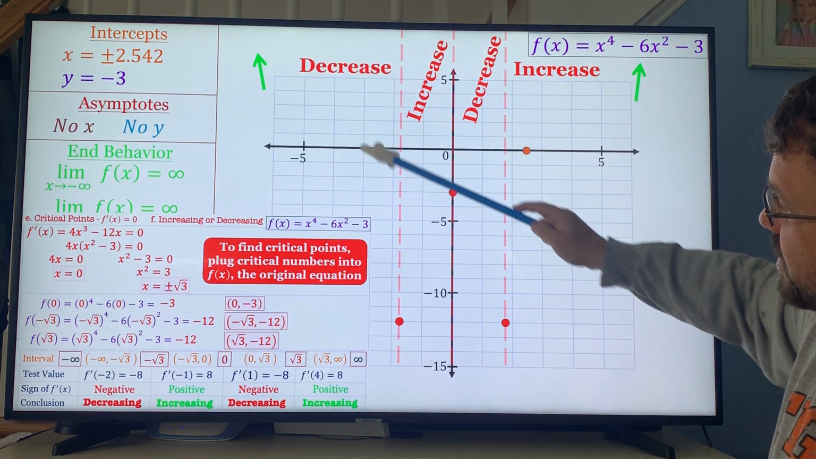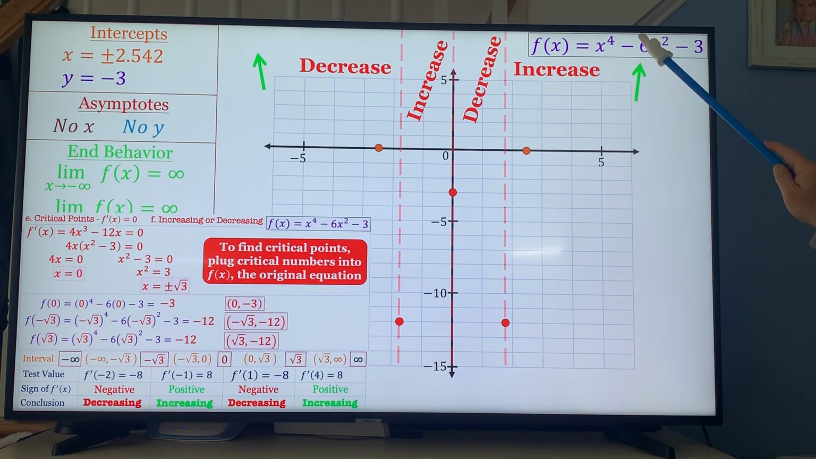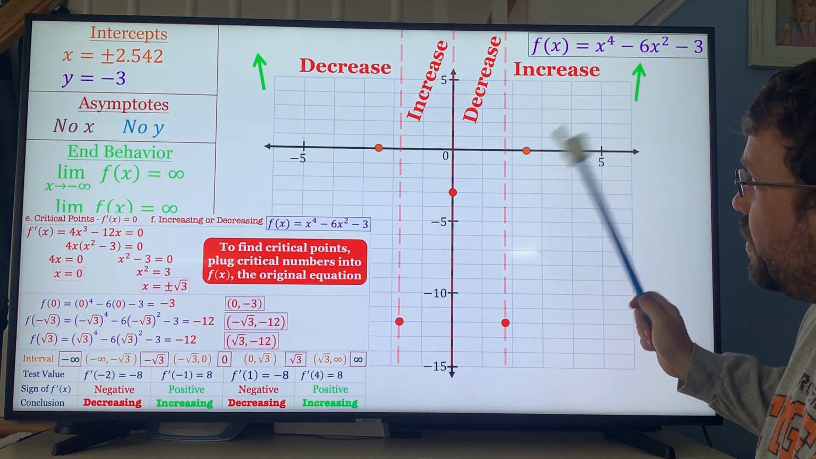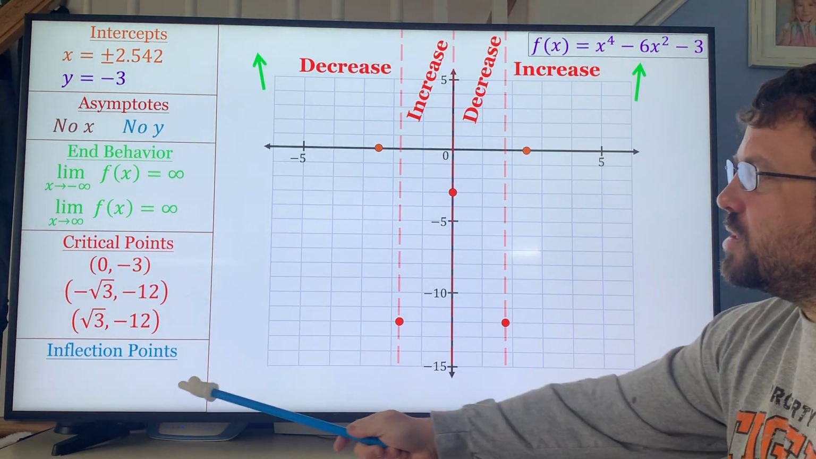So we have a decreasing till we get to this point, then we're going to increase, then we're going to decrease, and then we're going to increase forever. So far it makes some sense, right? But wait, now we got points here. Ooh, so we have to pass those points as well. So now let's look at our inflection points.